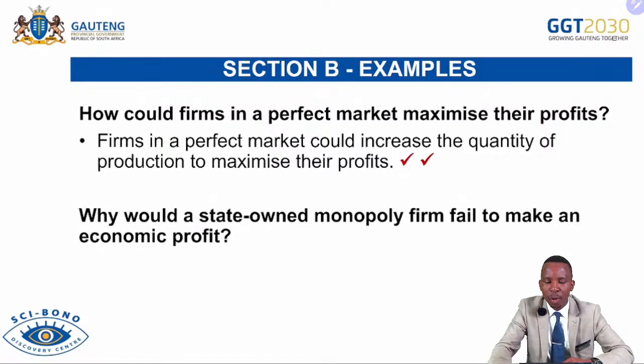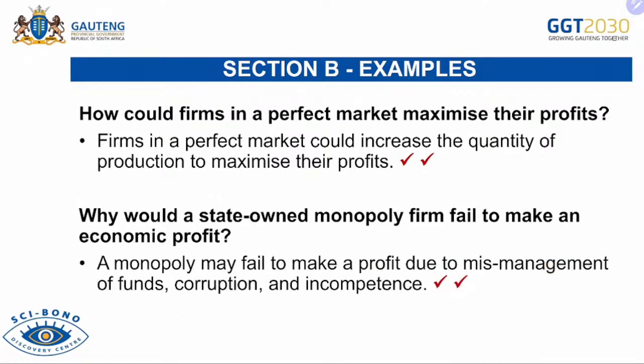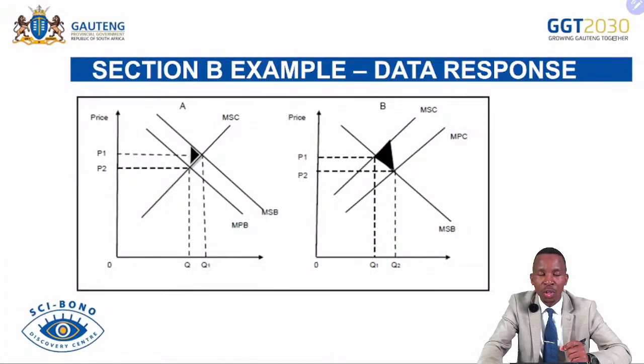Why would a state-owned monopoly firm fail to make economic profit? A monopoly may fail to make a profit due to mismanagement of funds, corruption, and incompetence. If under that particular state-owned monopoly or natural monopoly there is corruption, since it is part of the public sector, then the firm will not be making huge profit. If workers or management are incompetent and lack the basic skills that are necessary, the firm cannot make a profit. If there is mismanagement of funds, being wasted or misused through wasteful spending in that monopoly, there will always be a failure for the firm to make economic profit. Any other relevant correct response was accepted.